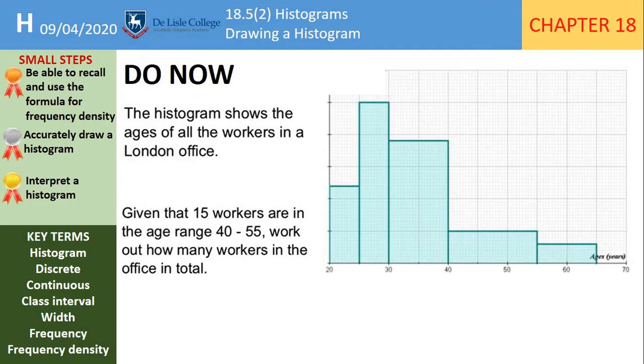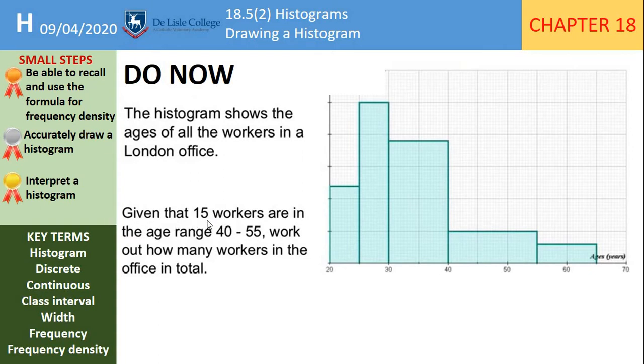So the do now question says, the histogram shows the ages of all the workers in a London office. Given that 15 workers are in the age range of 40 to 55, so this would be this bar here, work out how many workers in the office in total. Notice this was like our non-standard question from last time, where we haven't got anything labelled on the frequency density axis. So first of all, we need to work out what the frequency densities are. Now we'll only be able to work out for the one that we've got the information for.